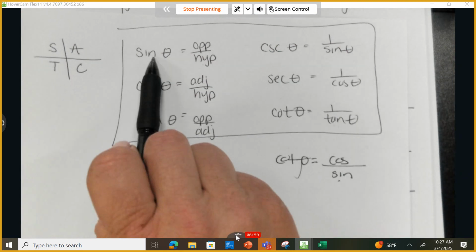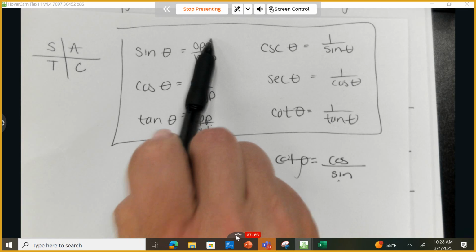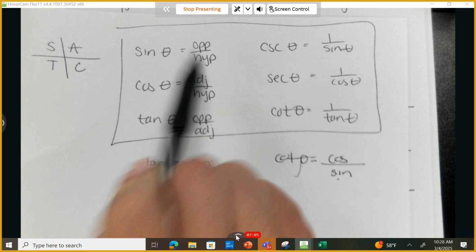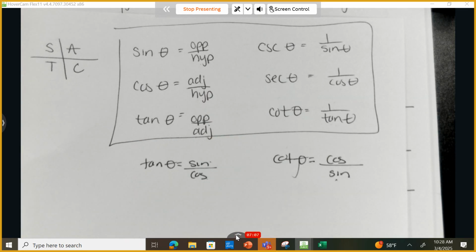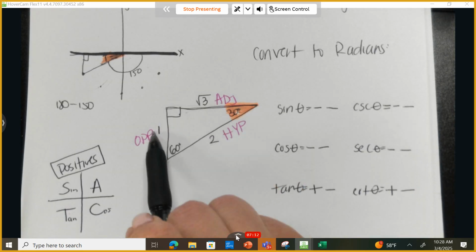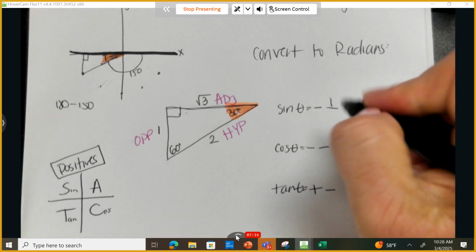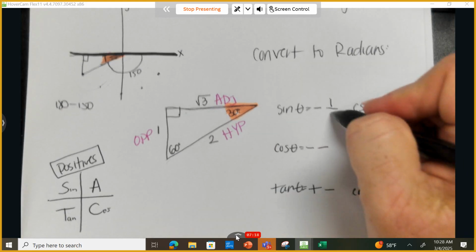So let's start with the sine. We're going to identify which of the three sides represents opposite and which represents hypotenuse for this triangle. Okay, ready? So sine is opposite over hypotenuse. Let's find it. So here's my triangle. Which one of these is opposite? 1. And which one is hypotenuse? 2. Okay, we're done. We'll come back to that later on.